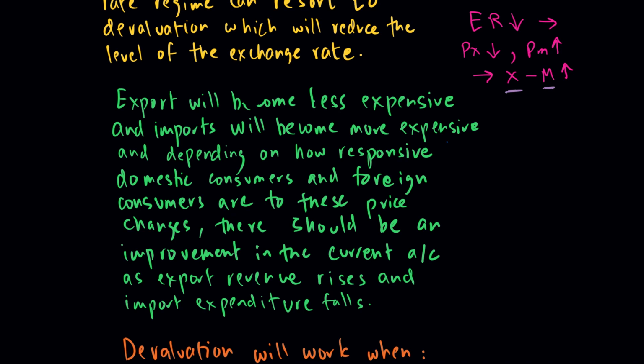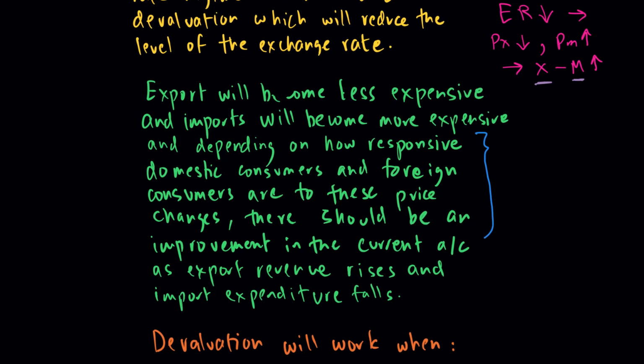This is an important thing to understand: if producers and consumers, domestically and abroad, do not respond to these price changes, which means demand is not elastic, then we might have a problem, because there is a possibility that devaluation may not work. So I want to talk about the conditions which are necessary for devaluation to work, and that will also explain what we mean by responsiveness of domestic consumers.